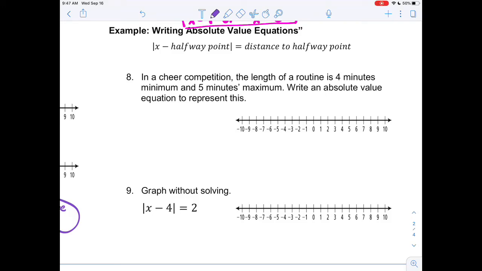Our final topic today is to talk about writing absolute value equations. So sometimes we will be given our solutions and we want to write an equation. So the way that we write an equation is in this format.